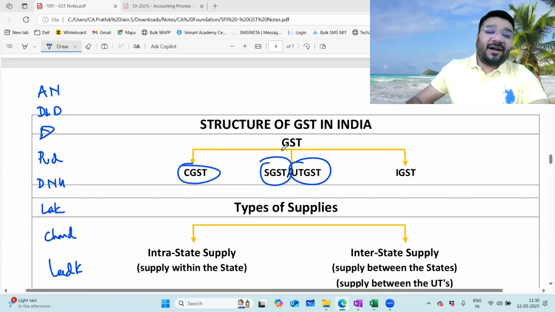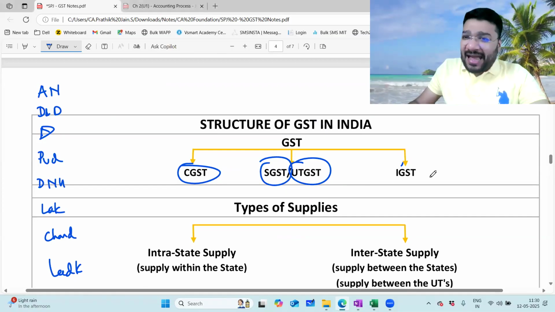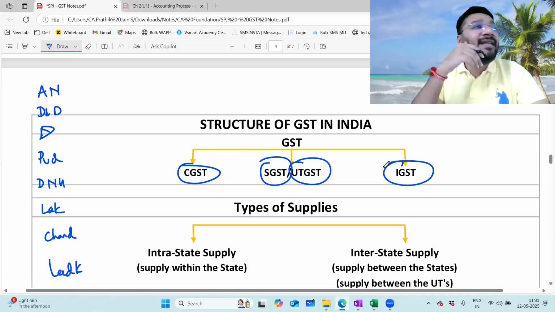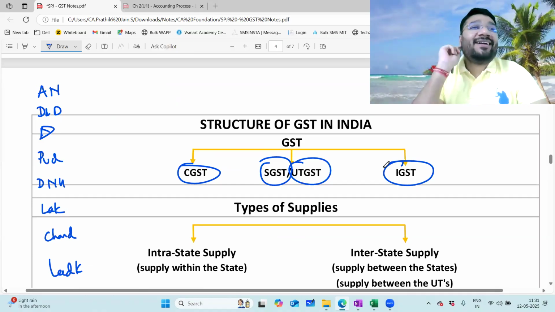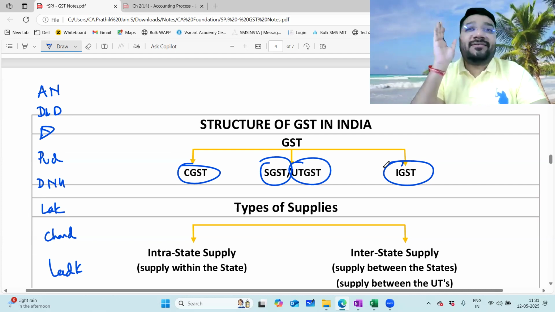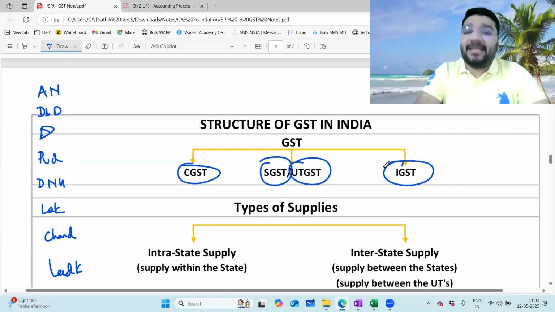Now, come back. How many union territories? 9 union territories. Wonderful. So one is CGST, one is SGST, one is UTGST. What is this IGST, sir? I stands for what? International, sir. Tell international. I for interstate, no. Integrated GST. IGST stands for Integrated GST.